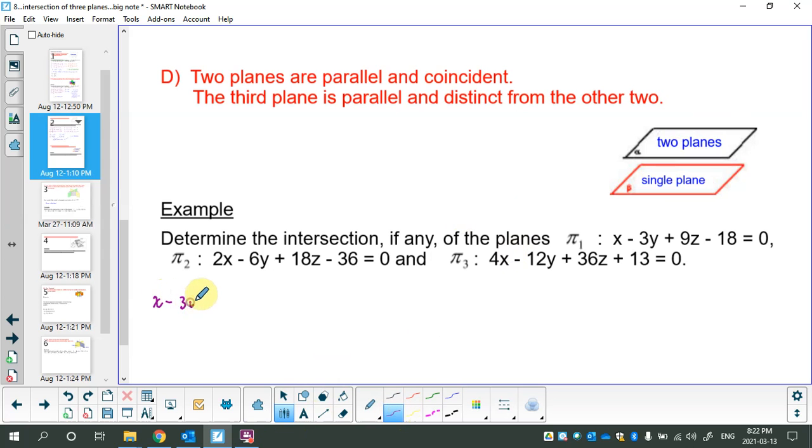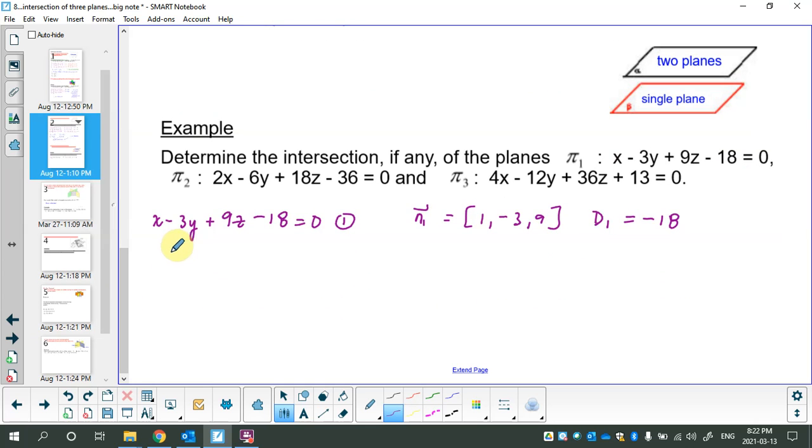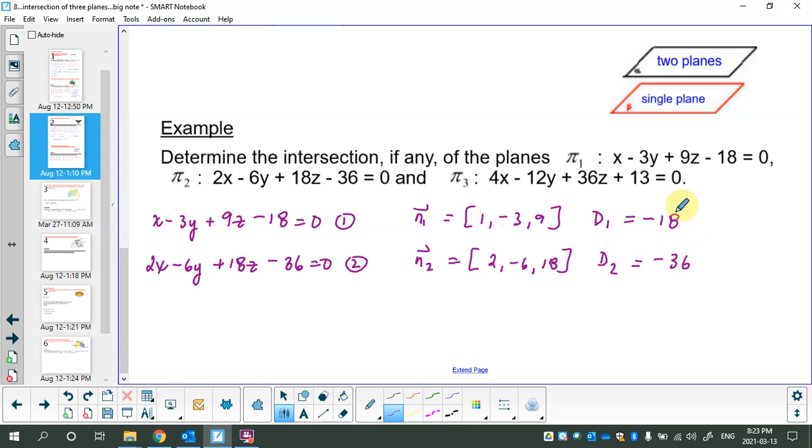So x minus 3y plus 9z minus 18 equals 0 is the first one. The normal for the first one is 1, negative 3, 9, and the d value is negative 18. The second one, 2x minus 6y plus 18z minus 36 is equal to 0. The normal for that is 2, negative 6, 18. So I can already see times 2, times 2, times 2. And d2 is negative 18 times 2. So I've already found my 2 parallel and coincident planes. More about that in a second.